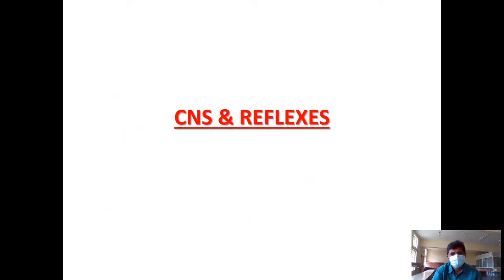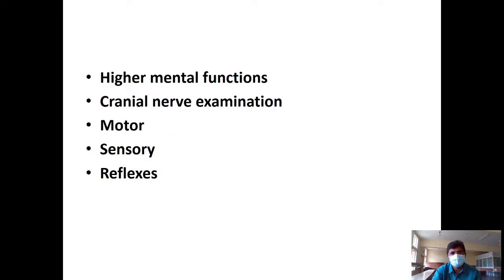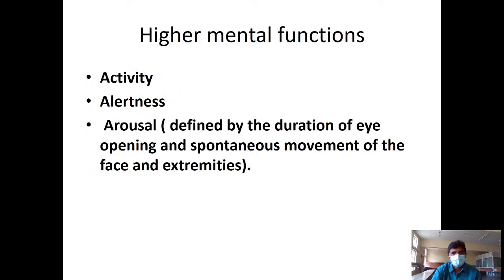Then the most important part of our organ system assessment is CNS and reflexes. The CNS can be assessed in 5 aspects: higher mental functions, cranial nerve examination, motor, sensory, and reflexes. For higher mental functions, we need to look at the activity of the child, alertness, arousal, how he is responding to the environment, and even the cry of the baby.